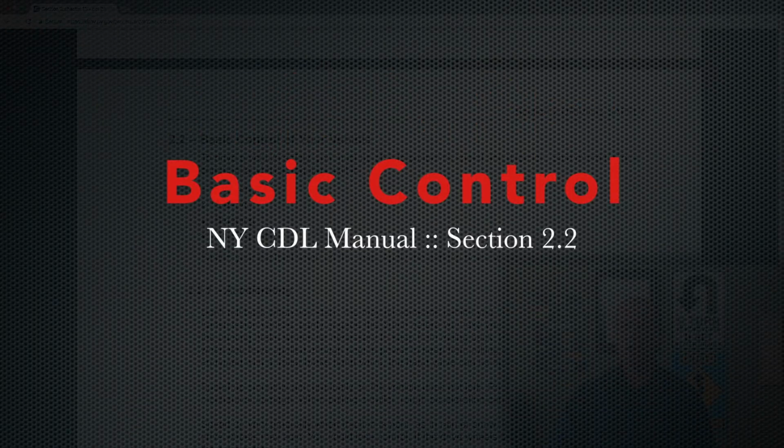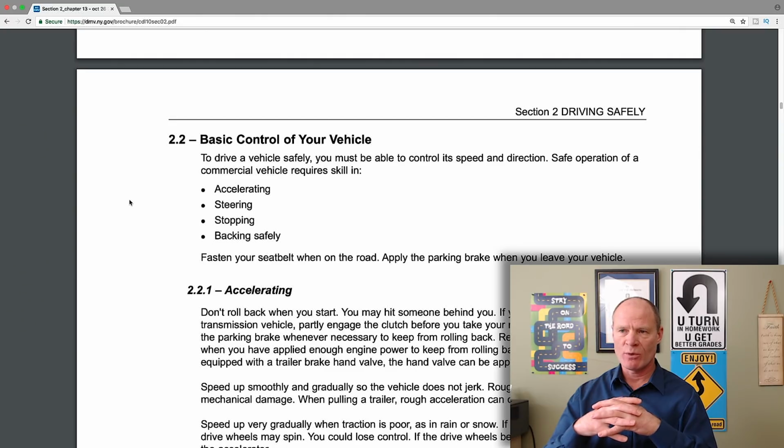Basic control of your vehicle, section 2. Here we go. To drive safely, you must be able to control its speed and direction. Safe operation of a commercial vehicle requires skill in accelerating, steering, stopping, and backing safely. Now, the last one is somewhat minor in terms of your DOT exam, but the other ones, managing space, managing speed, those are fundamental components of a road test.